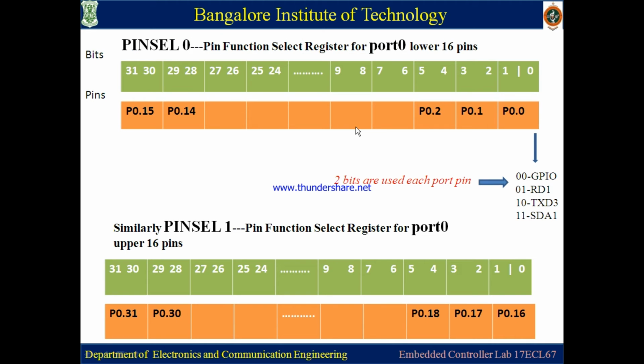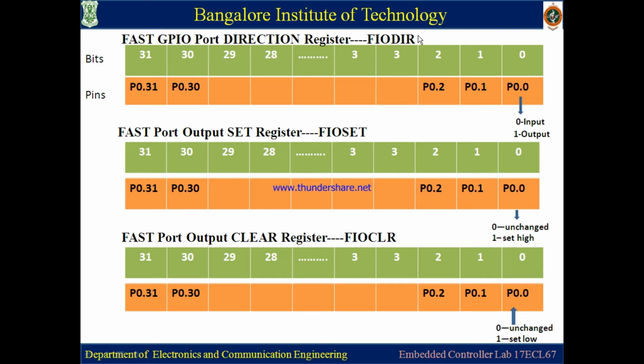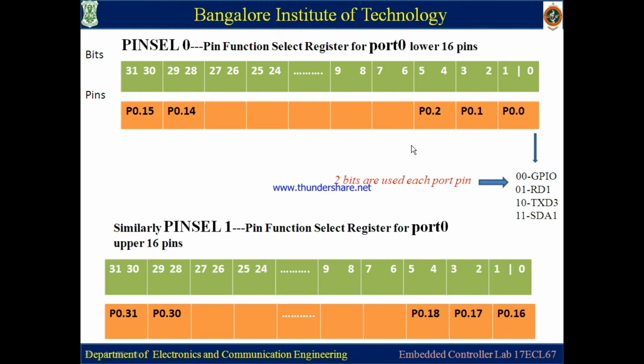Now once we have done this, we can configure the pin as an input or an output port. So we are going to set the direction of those pins. We have configured this as a general purpose input output. It can be configured as input or output, or it can be used for serial communication, or used for serial UART communication, and so on.